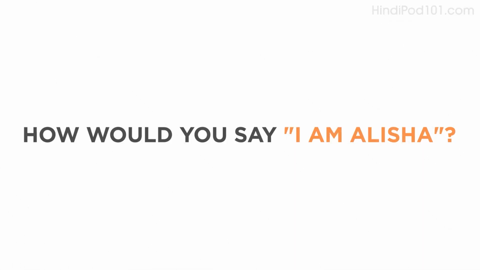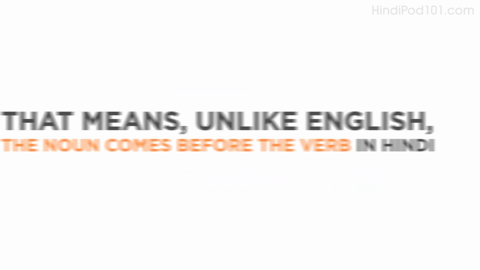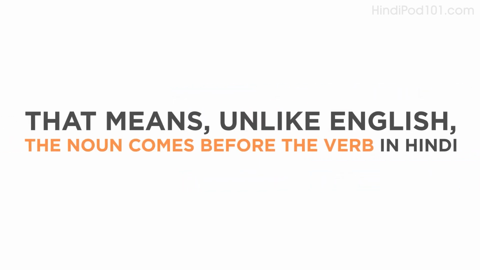How would you say, I am Alicia? That would be मैं अलीशा हूँ. So, the order of the words is I, Alicia, am, or pronoun, noun, verb. That means, unlike English, the noun comes before the verb in Hindi.